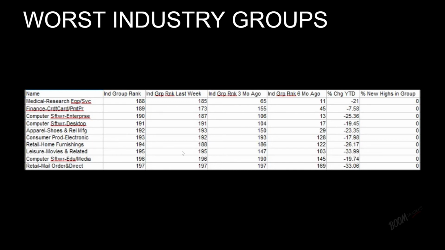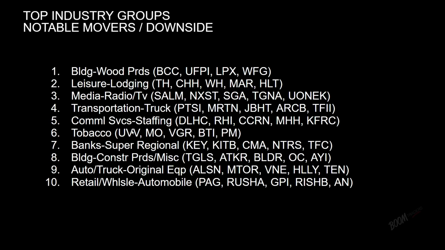Now, the worst industry groups, not much of a change again, mainly computer and apparel dominated. Now we have finance and credit cards coming in right here, and you will see when we are doing the notable moves to the downside. You'll also notice here that we have bank super regional. Now, one thing to remember is that we spoke about the inverted yield curve. One thing to remember is that the banks and the banking industry sector are the ones that will suffer the most from such an inverted yield curve.